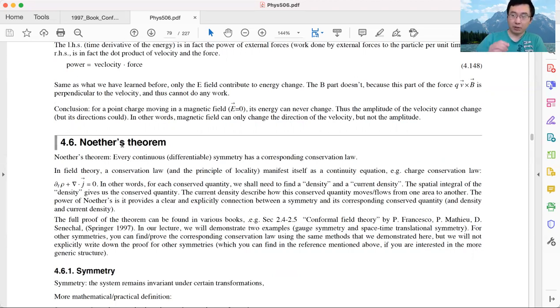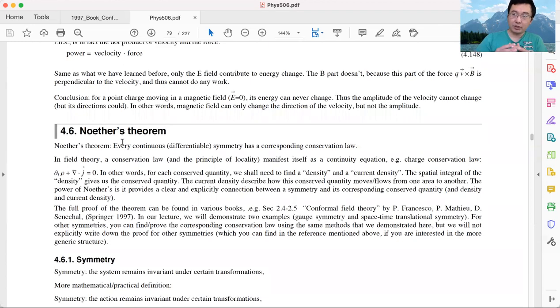In this course, instead of proving this theorem for any symmetry, we will only focus on the gauge symmetry and the translational symmetry, as we demonstrated in the previous lecture. But you can repeat the same procedure for any other symmetry.